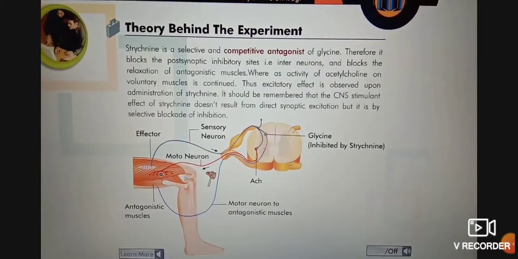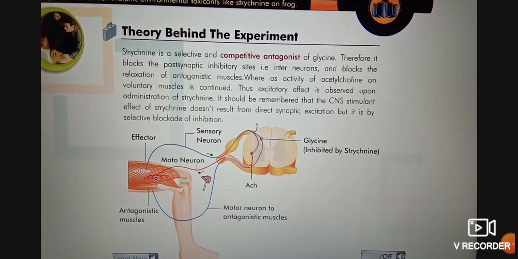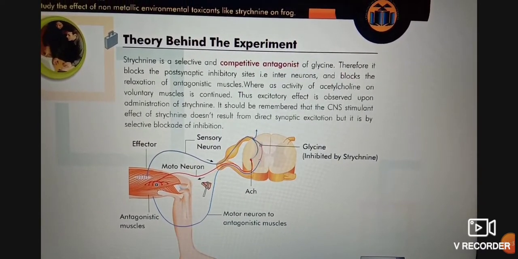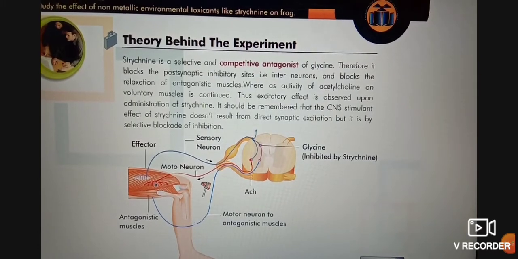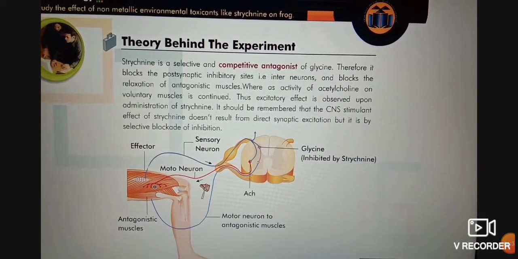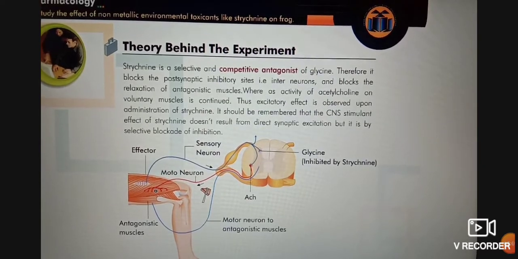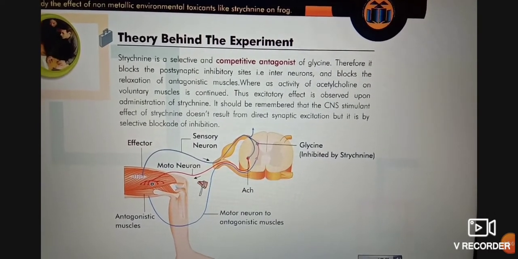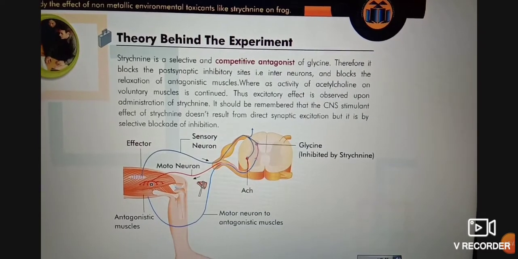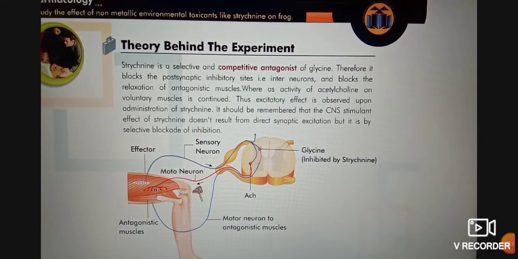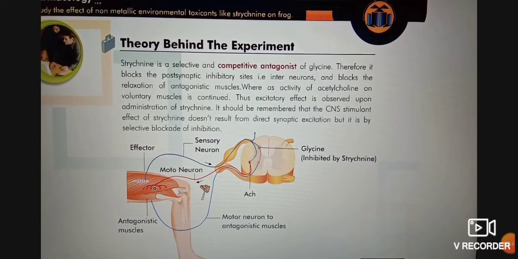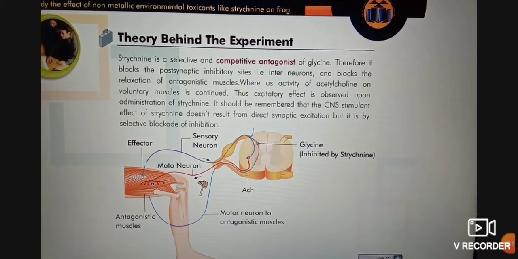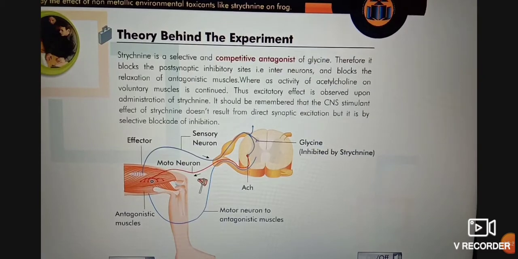Strychnine is a selective and competitive antagonist of glycine. Therefore, it blocks the postsynaptic inhibitory sites, that is, interneurons, and blocks the relaxation of antagonistic muscles. Whereas activity of acetylcholine on voluntary muscles is continued. Thus, excitatory effect is observed upon administration of strychnine. It should be remembered that the CNS stimulant effect of strychnine doesn't result from direct synaptic excitation, but it is by selective blockade of inhibition.